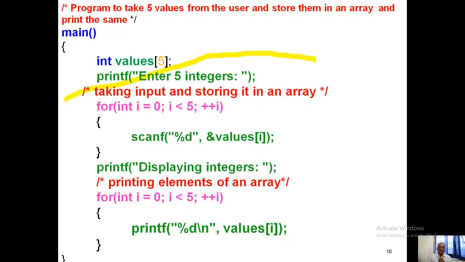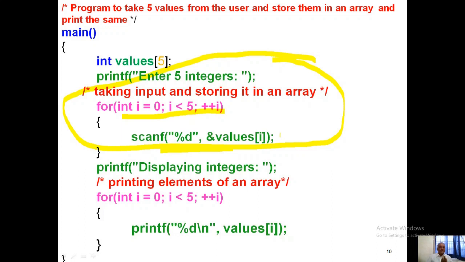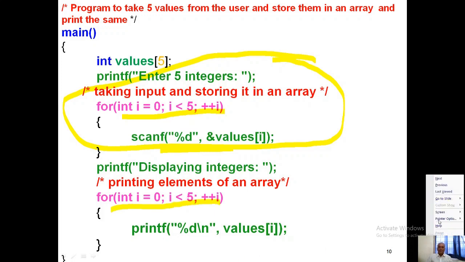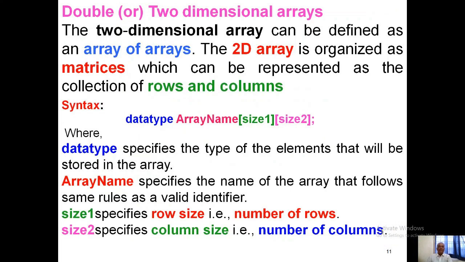This is the example for reading values from the keyboard and storing them into the array. For 5 values, use a for loop in the form of i from 0 while i is less than 5, scanf percentage d value of i. The first time it is value of 0, next time value of 1, value of 2 and so on. For displaying the values, use the same for loop. Instead of scanf, simply write printf. That is the only thing. So here is how it can be read as well as printed.